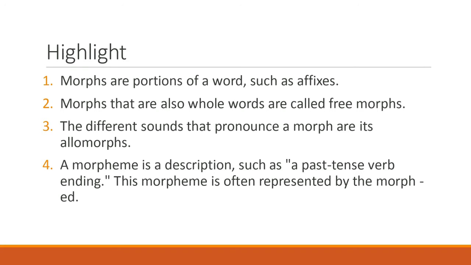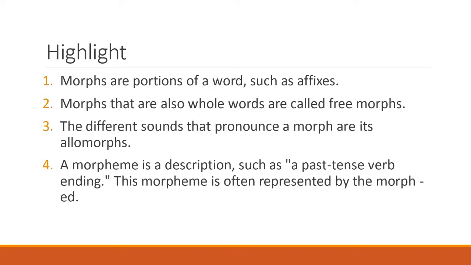Highlights. Morphs are portions of a word such as affixes. Morphs that are also whole words are called free morphs. The different sounds that pronounce a morpheme are its allomorphs. A morpheme is a description such as a past tense verb ending. This morpheme is often represented by the morph ed.